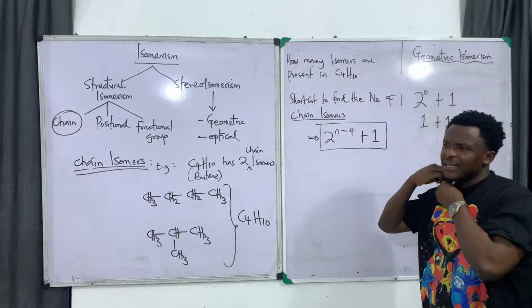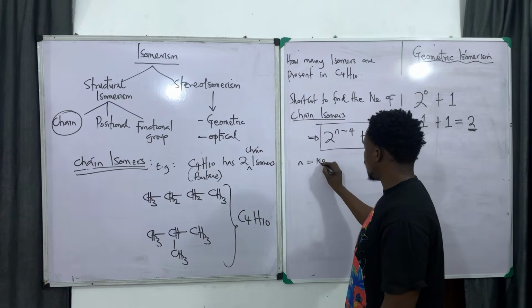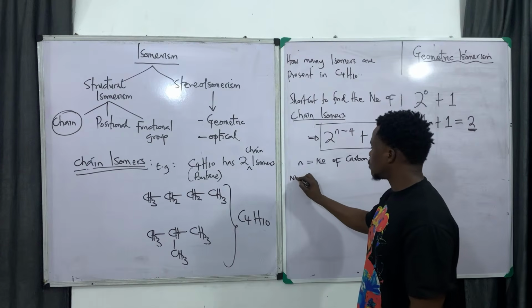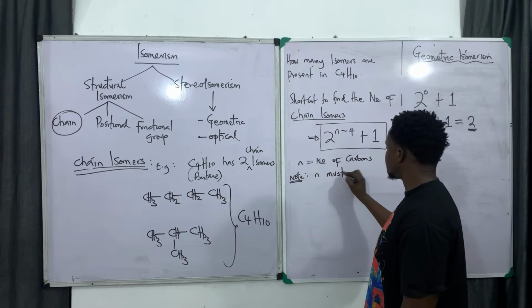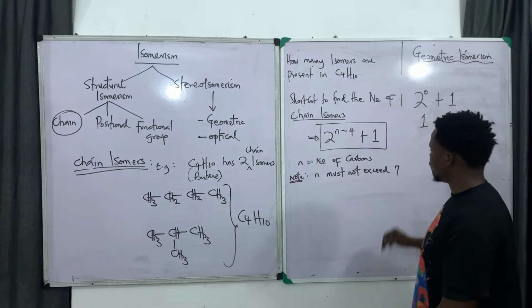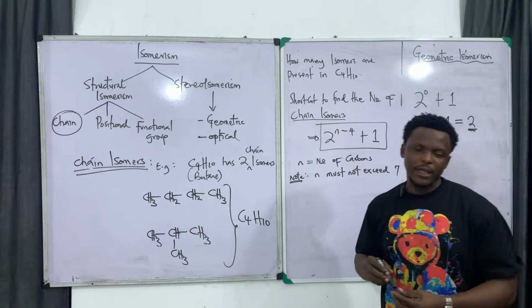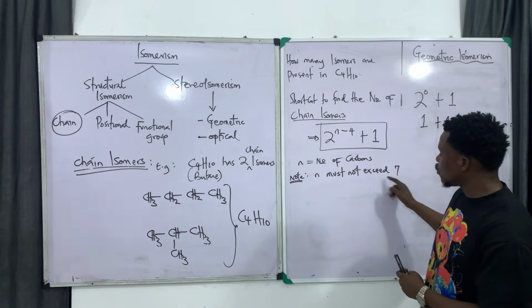Now you come here and say, where n is the number of carbons. And note, n must not exceed 7. If it exceeds 7, this formula will no longer work. So this formula is best when n is 7 or below.